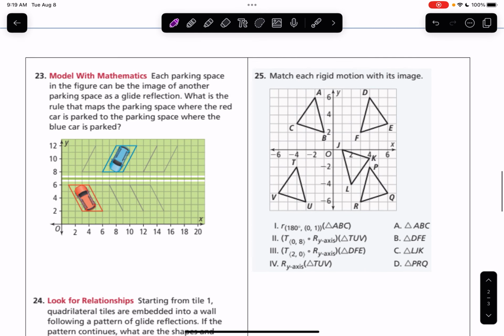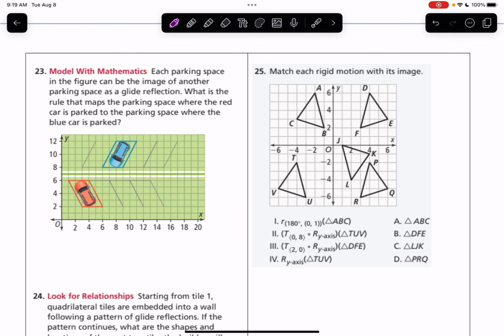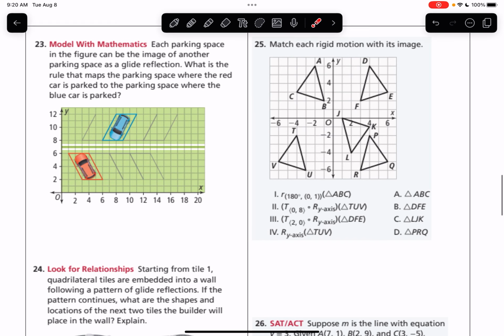Number 23. Each parking space in the figure can be the image of another parking space as a glide reflection. What is the rule that maps the parking space where the red car is parked to the parking space where the blue car is parked? So if we're looking at the red car, to find what maps it to the blue car, it looks like we are going to reflect it first. I could move it over first and then reflect it, or I could reflect it and then move it over. Both will give me the same answer in this case.